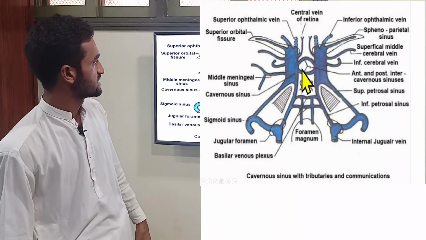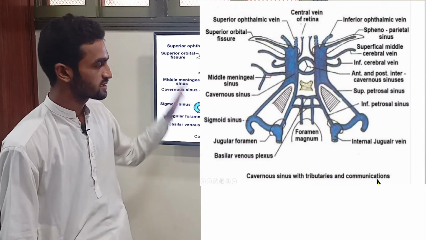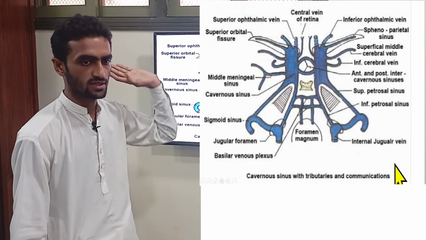So this is the cavernous sinus. You can see different parts which are draining into here. So it is a complicated version. That picture is very good.